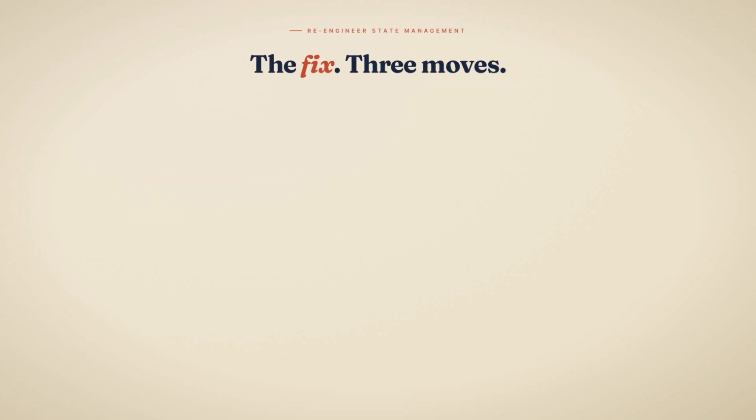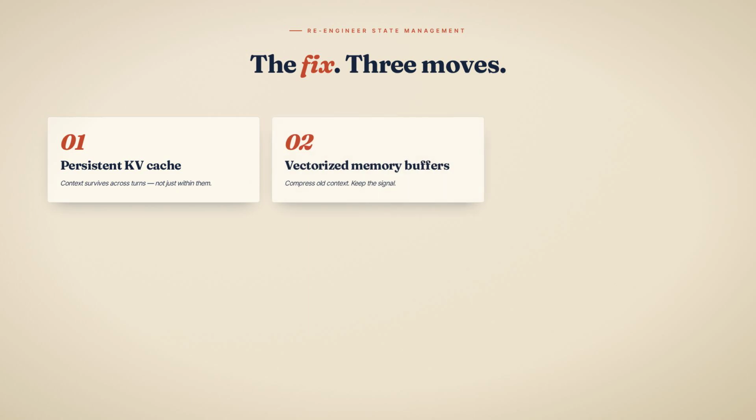The fix is to re-engineer state management. Three moves. One, a persistent KV cache layer, so context survives across turns, not just within them. Two, vectorized memory buffers to compress old context while keeping the signal. Three, hierarchical retrieval over Lakebase: hot context in RAM, warm in vectors, cold in the lakehouse.